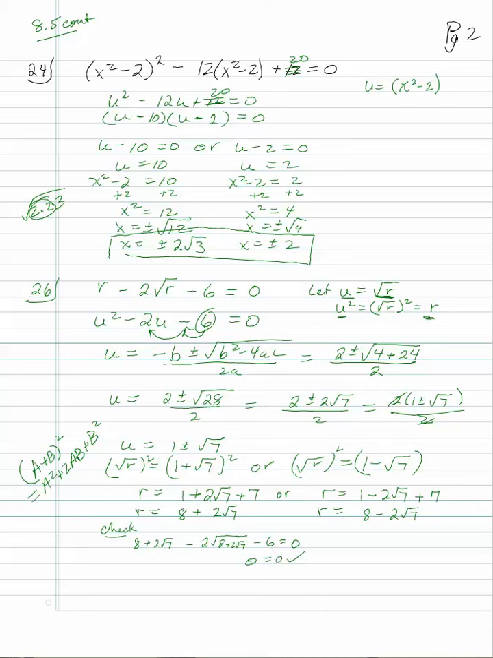And then we do the next one. So I'm going to check this one. 8 minus 2 square root of 7 minus 2 times square root of 8 minus 2 square root of 7 minus 6, and see if that equals 0. And the answer is no, it doesn't. So that one you throw away. It's extraneous. So we only have one solution for this one.